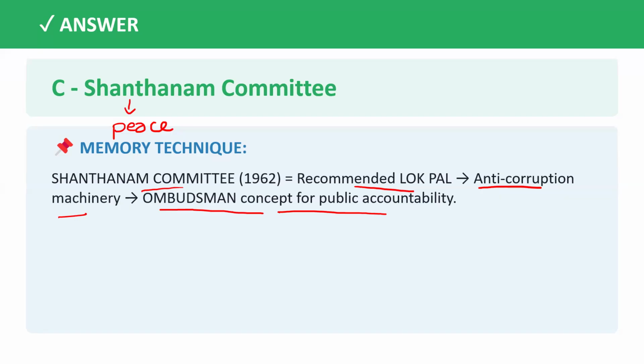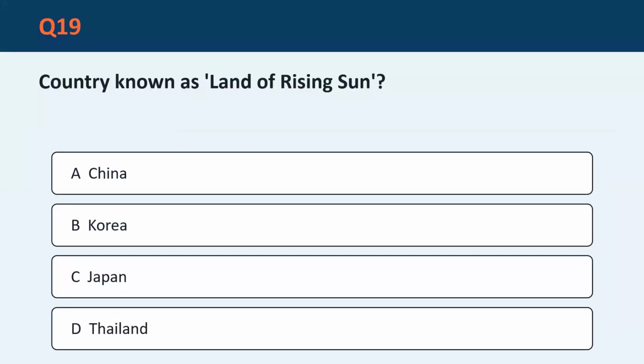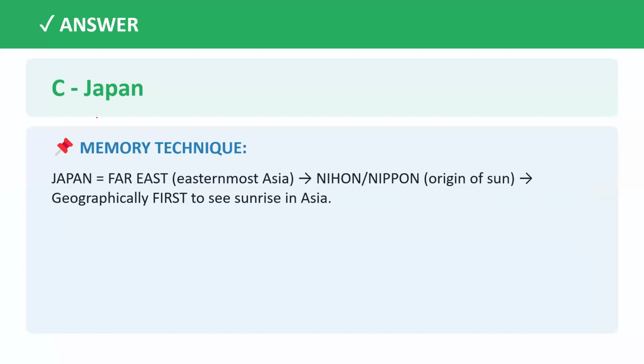And the next question is, which country is known as the land of the rising sun? Again, an easy question, but sometimes may cause confusion. That's why we put this question here. The options are A. China, B. Korea, C. Japan, and D. Thailand. And the correct answer is C.